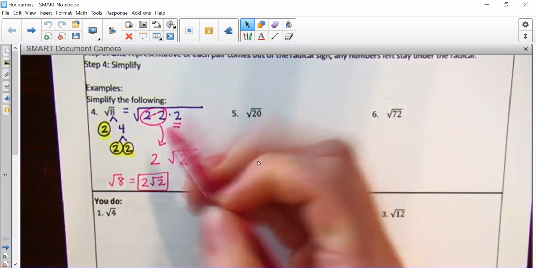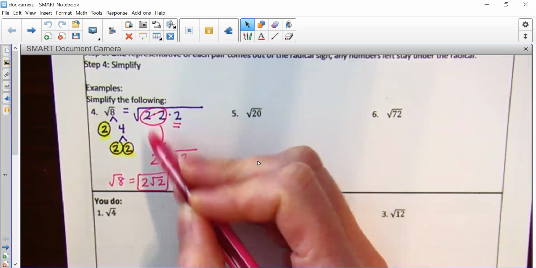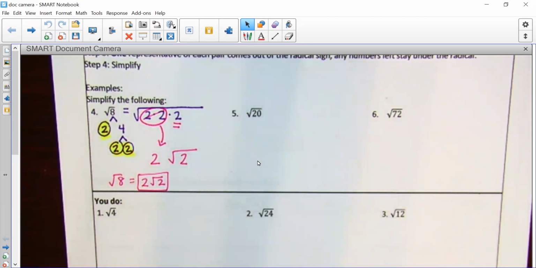And why is that? Well, think about this. What is 2 times 2? It's 4, right? Well, what's the square root of 4? 2. So that's why when I have pairs, I take one out: I'm square rooting the pair to get it down to just 1.